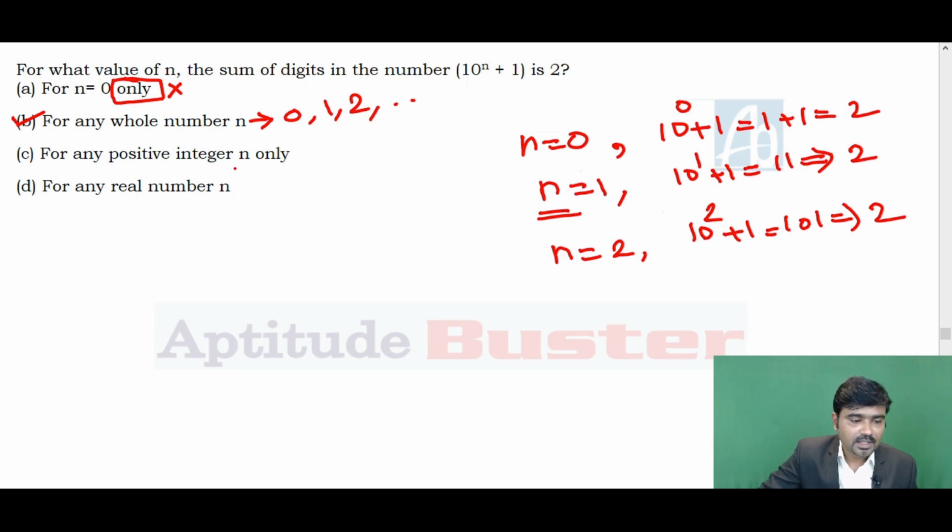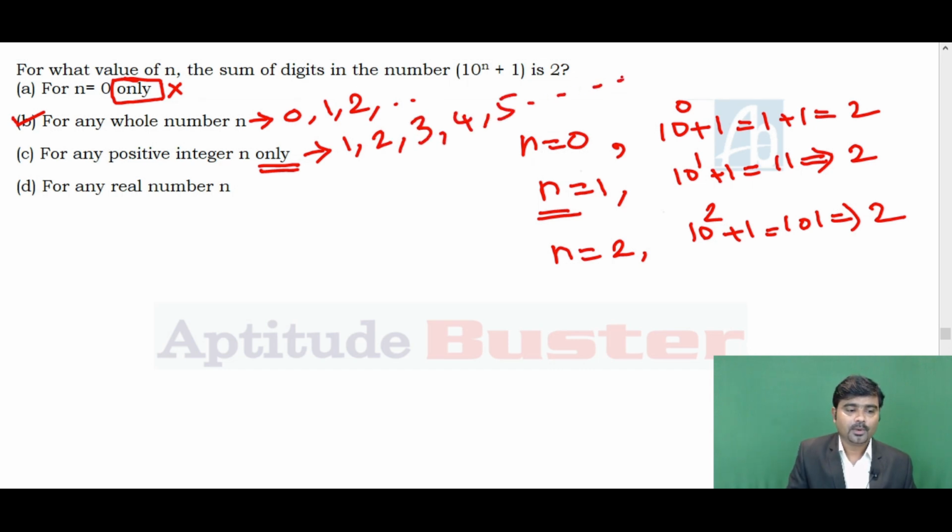For any positive integer n only: if it is given any positive integer n, that's fine, but it is given any positive integer n only. Here positive integers means 1, 2, 3, 4, 5, and so on, right? If I choose 1, yes, correct. If I choose 2, correct. 3, yes. If I choose 0, it satisfies the condition. That means the word only is the problem. That's why you can eliminate answer choice C.